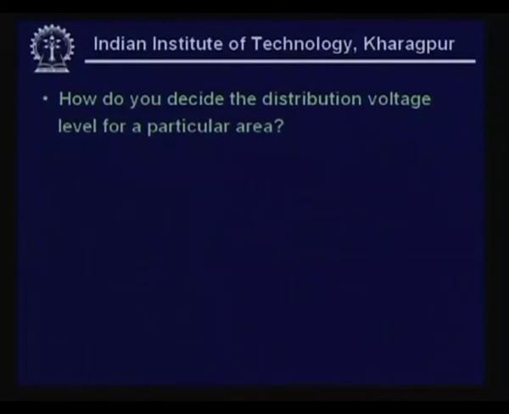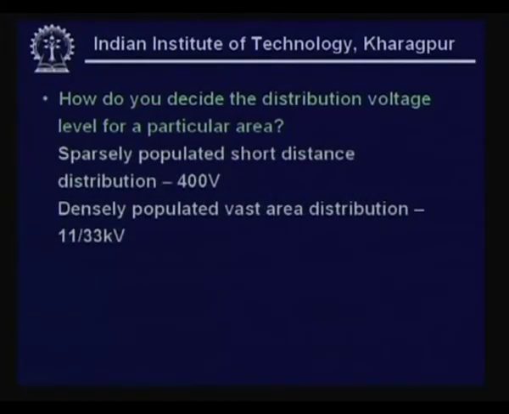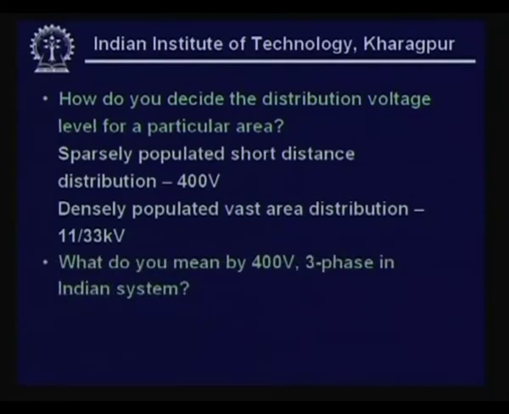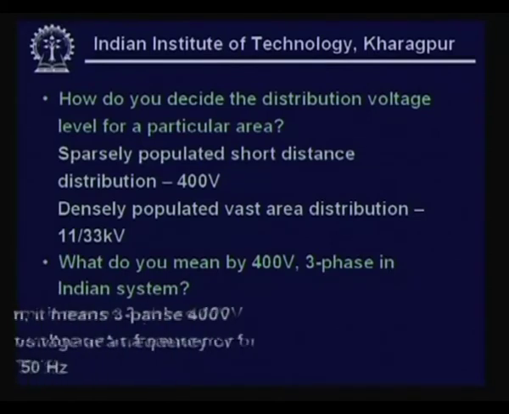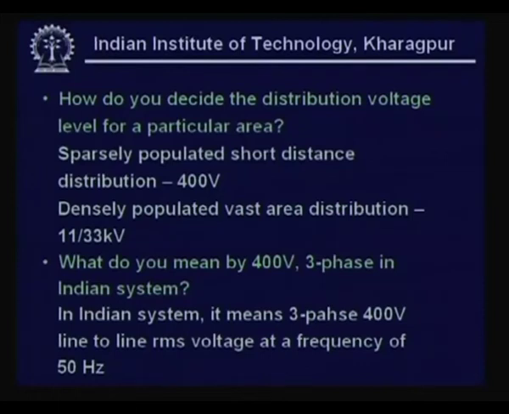In thickly populated metros, we tend to distribute through underground cables, in sparsely populated rural areas through overhead transmission lines. How do you decide the distribution voltage for a particular area? As already told, for sparsely populated short distances you can distribute at a low voltage, that is 400 volts 3 phase, whereas for densely populated vast areas it should be at a higher voltage, that is 11 or 33 kV. What do you mean by 400 volts 3 phase in an Indian system? As mentioned, in an Indian system it means the supply is 3 phase, the voltage is 400 volts line to line RMS, and the frequency is 50 Hz.